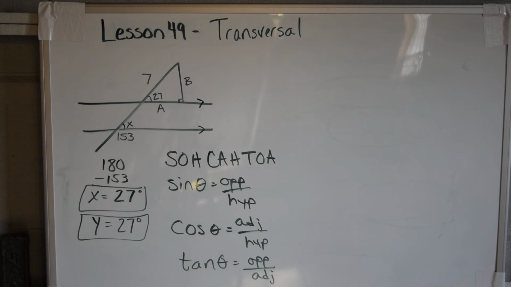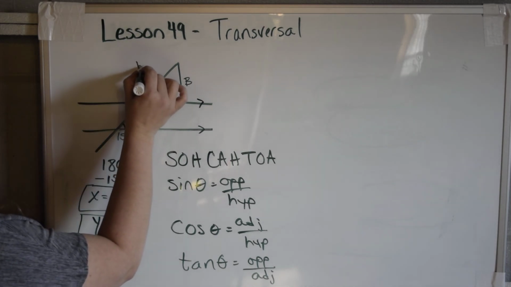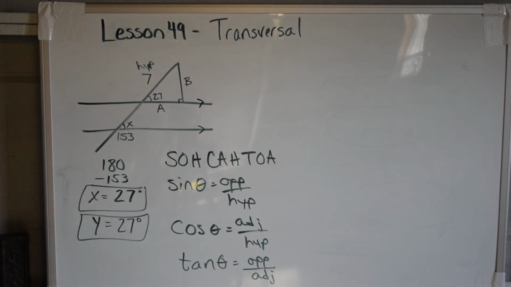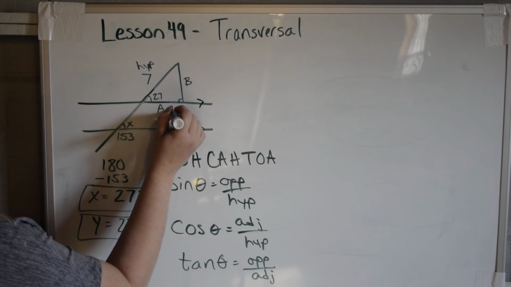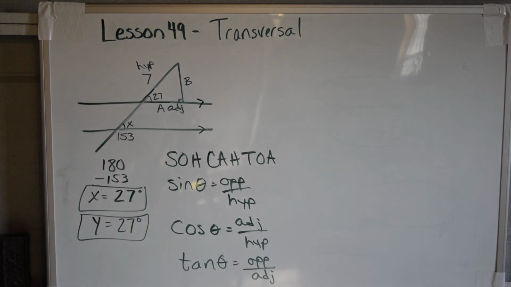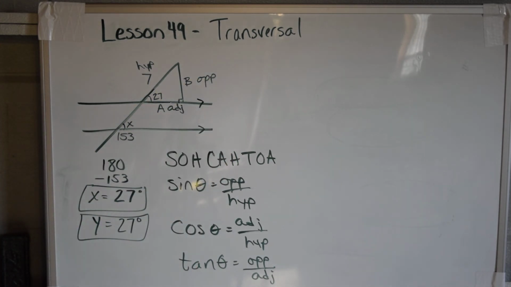Now then, we're going to label our sides of that right triangle. The hypotenuse is always across from your right angle. So 7 is my hypotenuse. The side that helps make the angle is the adjacent side. So A is adjacent. And then the one across from it is the opposite.